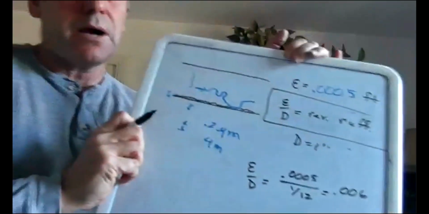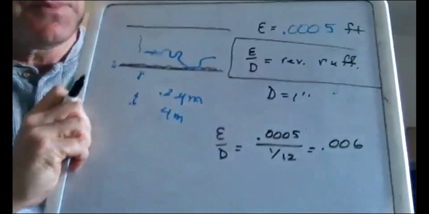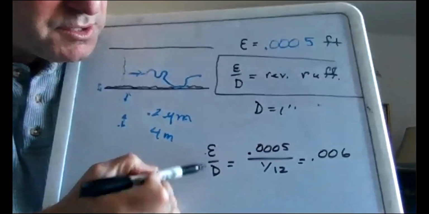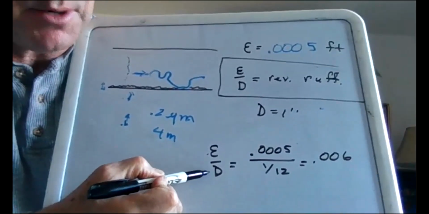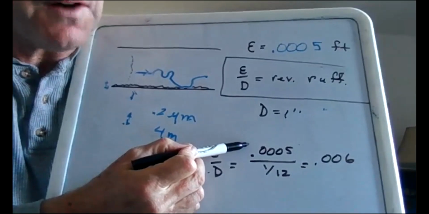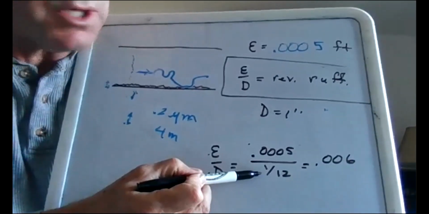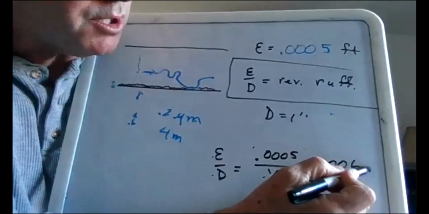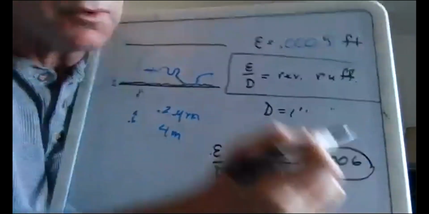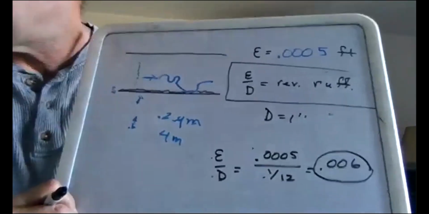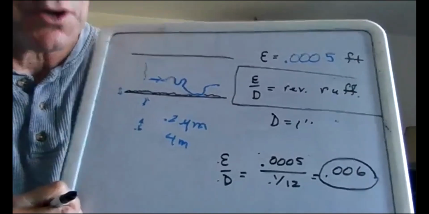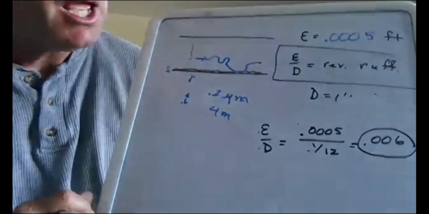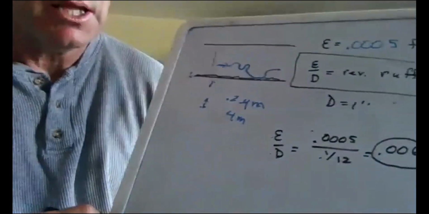All right, that one turned out nice and easy. Roughness divided by pipe diameter, 0.0005 feet, and the diameter is 1/12 of a foot. So I got a relative roughness of 0.006. And that's nice and convenient because that is one of the curves on the Moody chart. And so let's go ahead and get going.